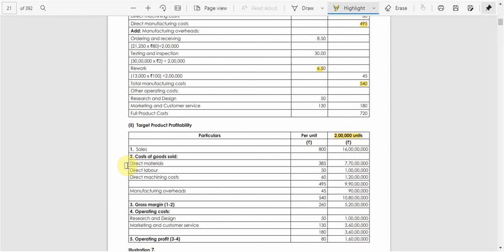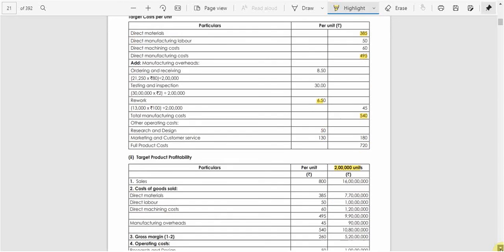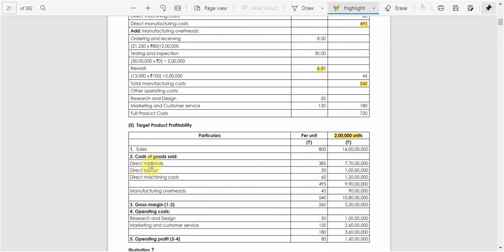For the cost of goods sold, direct material is given as 385. So 385 into 2 lakhs comes to 770 lakhs. Like that we need to prepare the cost statement: direct material, direct labor, direct machine costs, and also the manufacturing overheads.